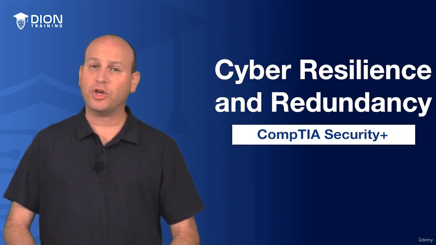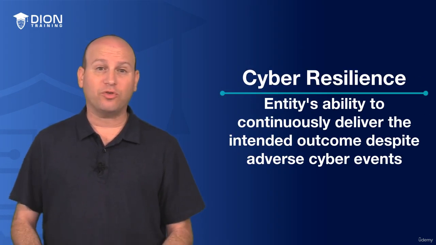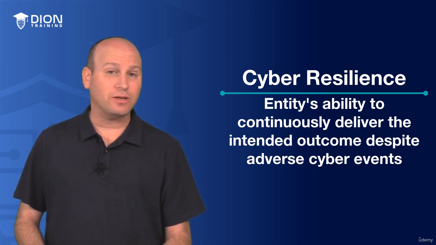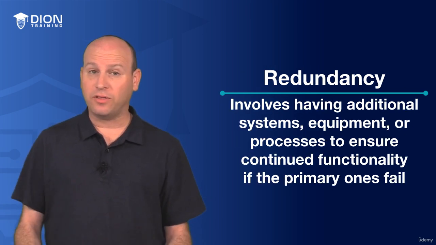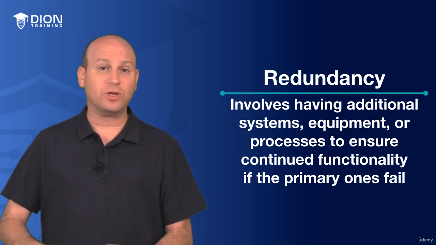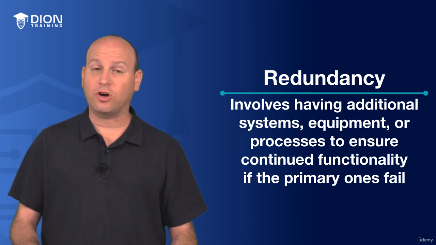In this section of the course, we're going to be focused on cyber resilience and redundancy. Now, cyber resilience refers to the entity's ability to continuously deliver the intended outcome despite adverse cyber events. Redundancy, on the other hand, involves having additional systems, equipment, or processes to ensure the continued functionality if the primary ones are going to fail.